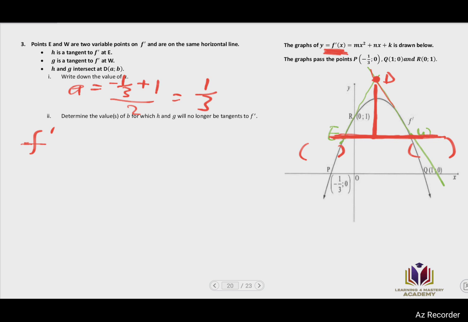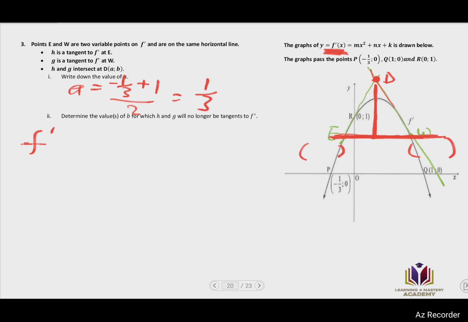Let me repeat that. So we're going to calculate the Y value of D. Why do we calculate the Y value of D? Is to determine what Y value is required for D, for these two tangents, or these two straight lines, to be tangents to the graph of F prime, right?